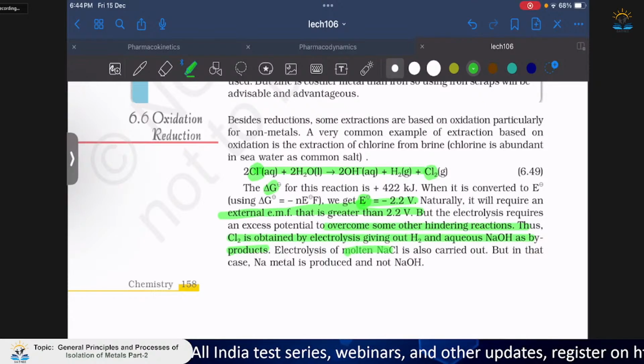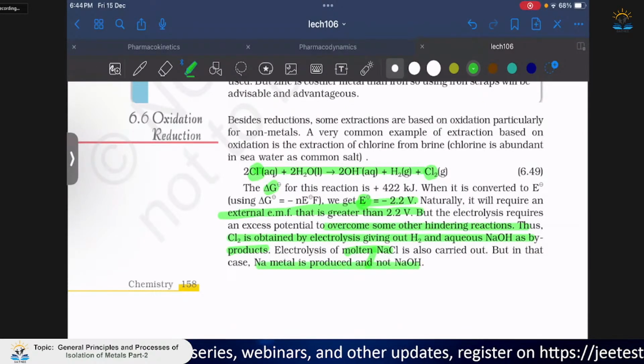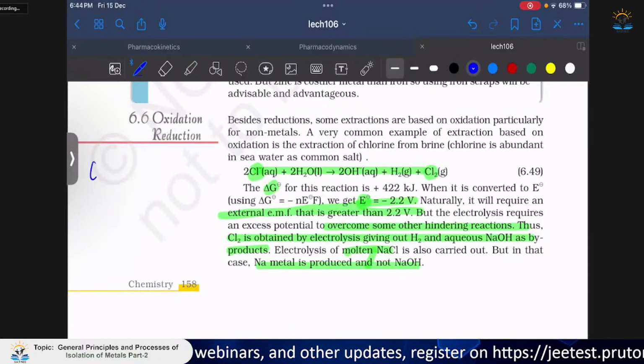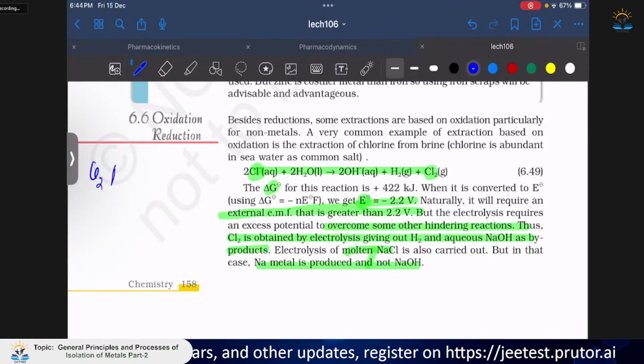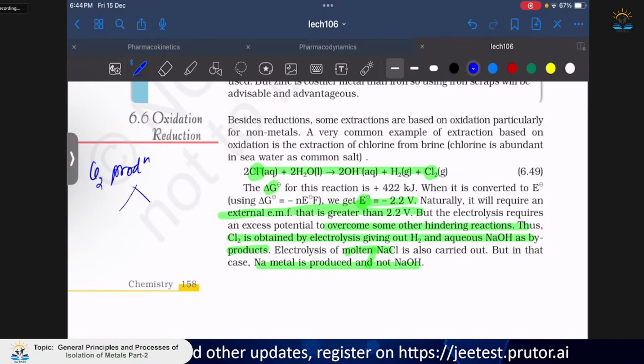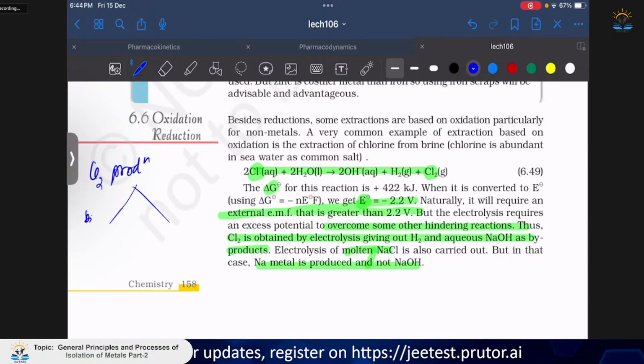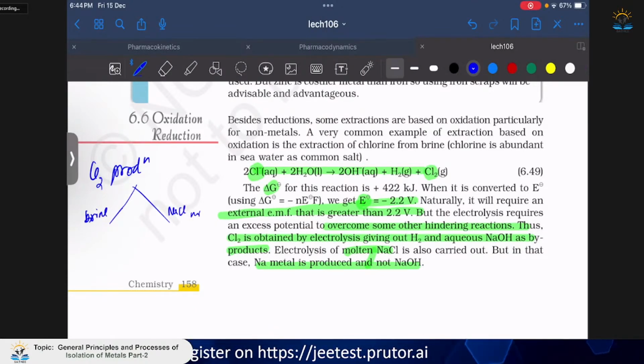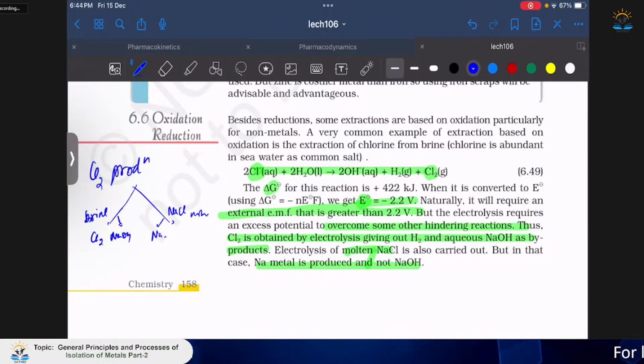Electrolysis of molten NaCl is also carried out, but in that sodium metal is produced and not NaOH. So if they ask you about Cl2 production, two methods are there, either brine or molten NaCl. If you do electrolysis of brine, you'll get Cl2 and NaOH. If you do the electrolysis of NaCl, you will get sodium metal and chlorine gas.